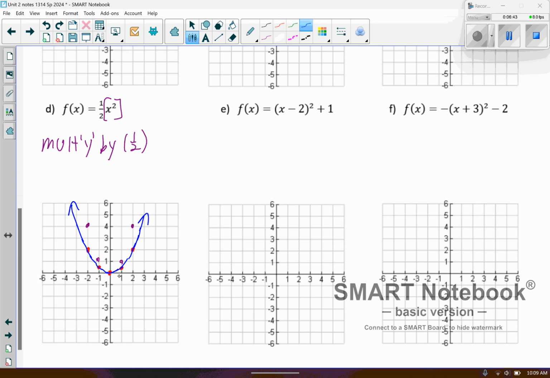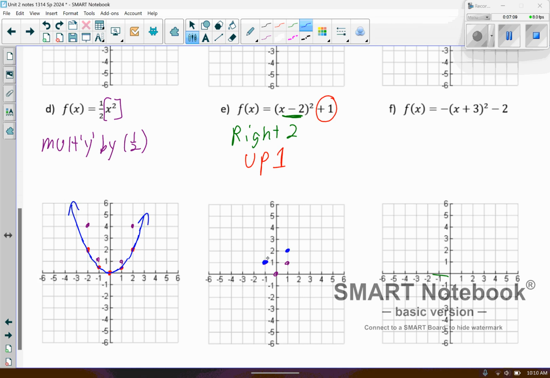All right, if we look at E, we have multiple transformations here. If you remember, we always want to deal with our left to right transformation first. And so this is going to cause us to go right 2 units. And then this is going to cause us to go up 1 unit. So we'll start with our original points right here. And then let's see, we are going to go right 2 up 1. So that's where that first point went.